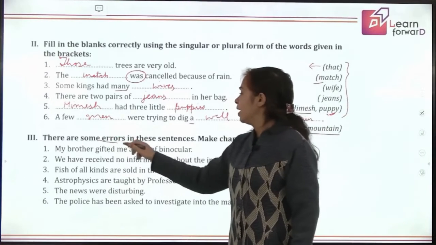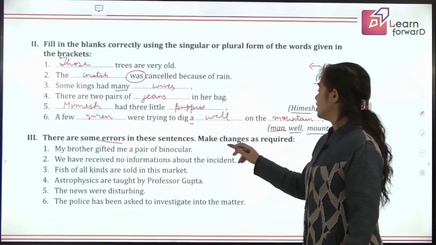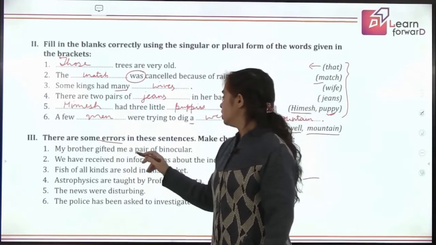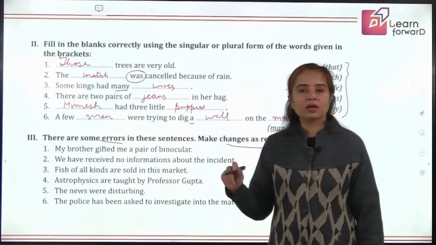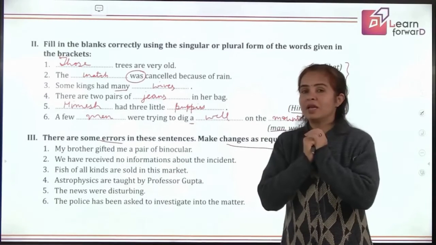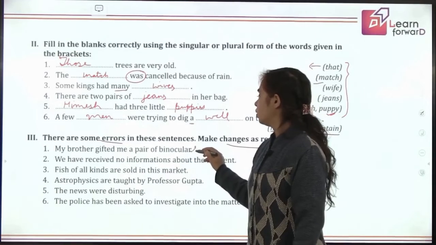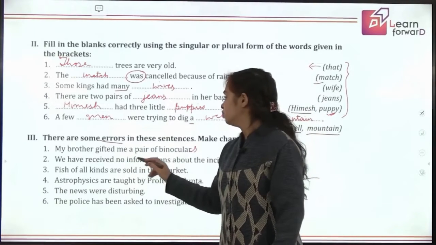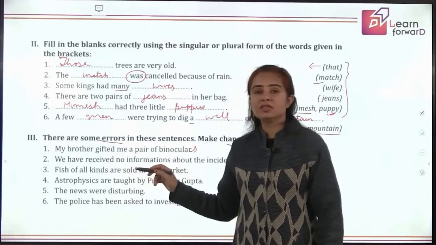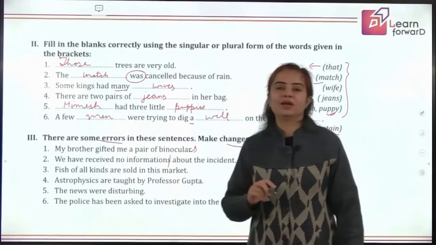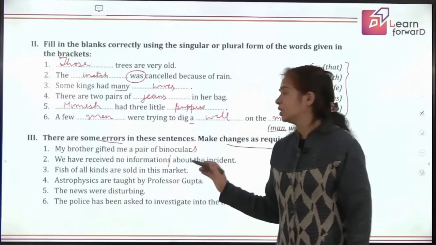There are some errors in these sentences. Make changes as required. Like, my brother gifted me a pair of binocular. Binocular is also like spectacles. We don't use only one part. So it will be binoculars. We have received no informations. Information is used in singular. So this is how you will make the correction.